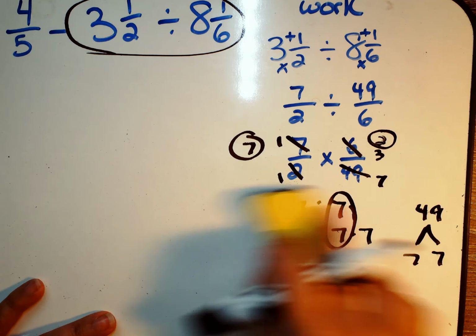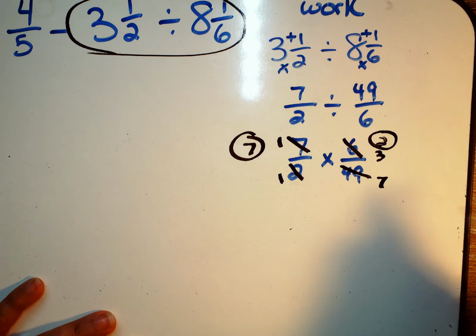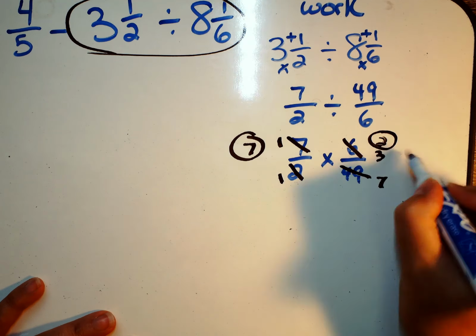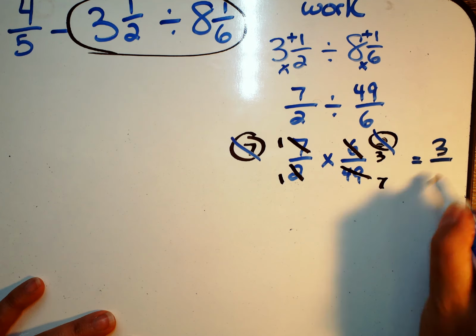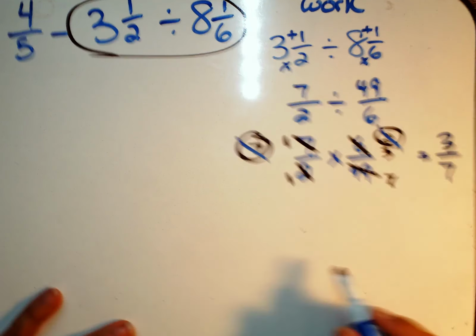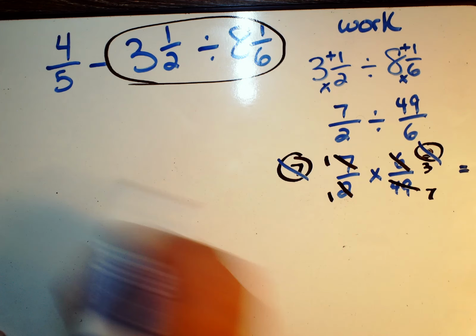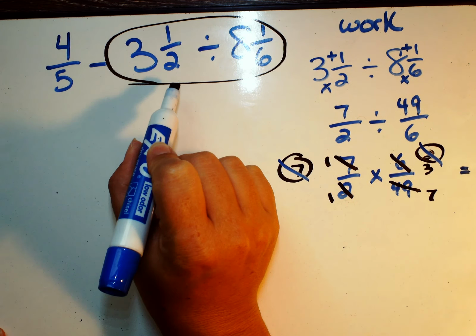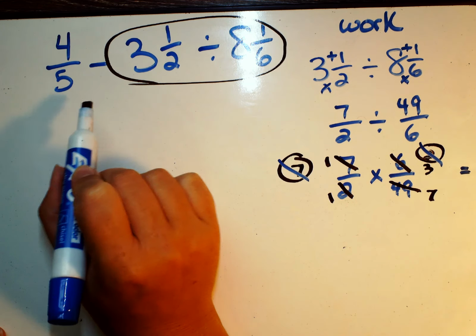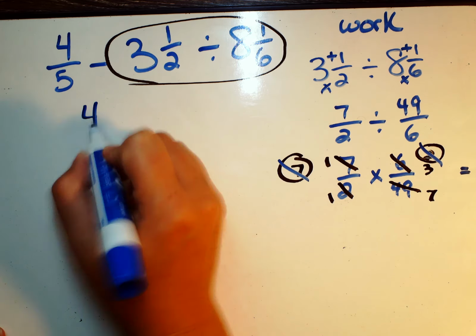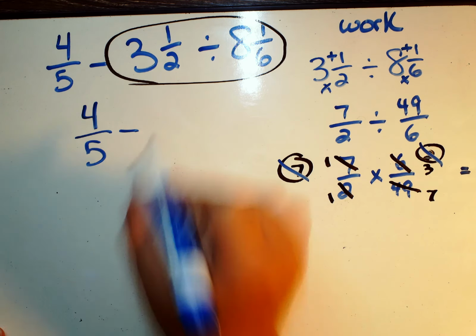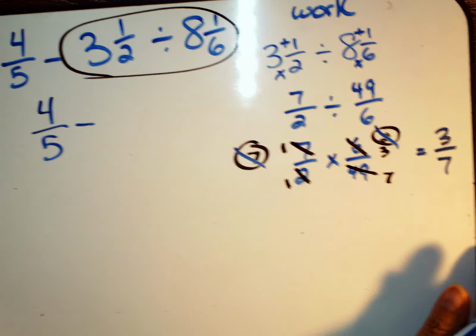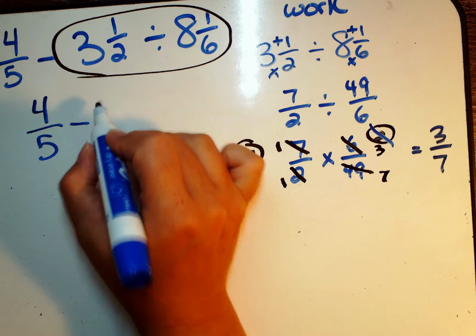All right, so I'm going to erase just this part really quick. So now I'm going to cross these off because I'm done. 1 times 3 is 3, 1 times 7 is 7. So this is the part that I said is new. Usually they have the division first, but now they have subtraction first. So you need to write your 4/5 first before anything, because that's not circled. And then 3.5 divided by 8 1/6 is your answer over here, which is 3/7.